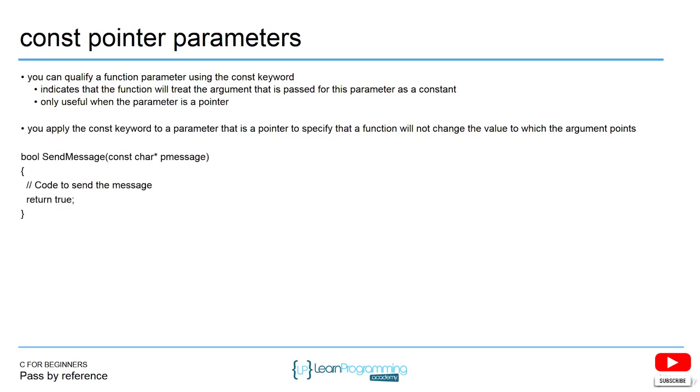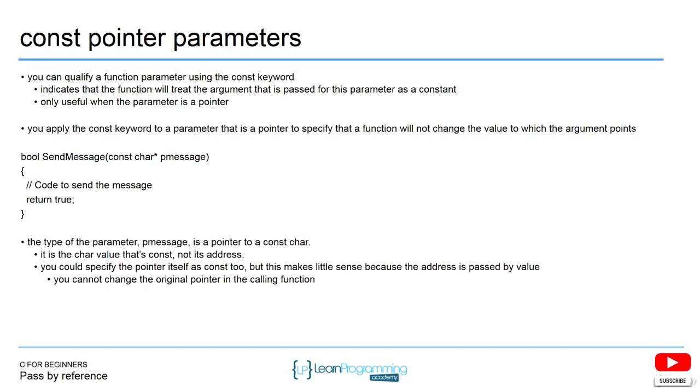Very important. So in this example, we have a send message function. It takes a p message pointer. We put the constant keyword before the char star. So this type of parameter, p message, is a pointer to a constant character. It is the character value that's constant, not its address. So in this case, the value being pointed to cannot change. We can change the address, but we can't change what it's pointing to, the value. The syntax is similar to when we create constants on other pointers. The constant keyword is the first thing showing, then you can't change the value.